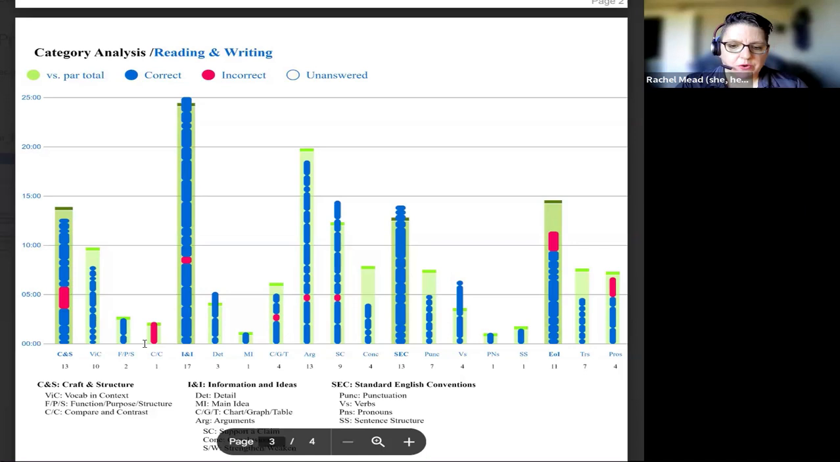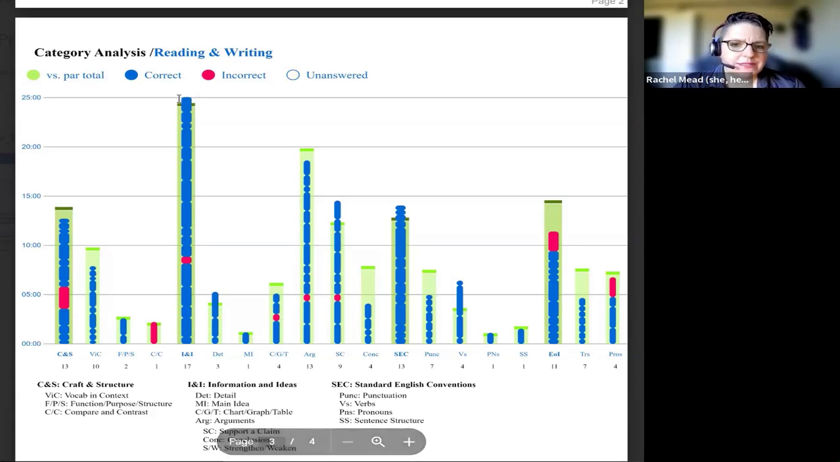Then we move over to our information and ideas, our second reading category. I can see there was a total of 17 questions here. I can see the one red circle coming up right here, and I can see where that's falling into play. So that's coming over here into my charts, graphs, tables, where the student did miss one question.